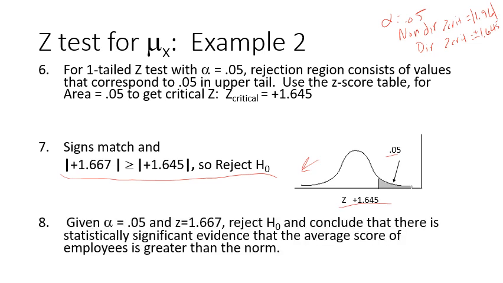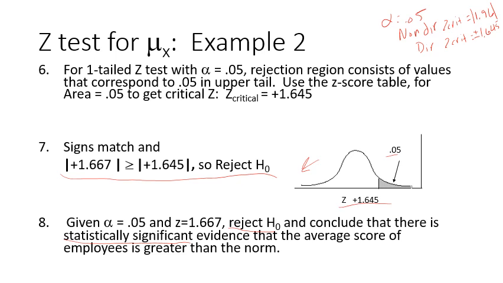And this is the way I'd state step 8. So again, given alpha of 0.05 and z equals 1.667, now we're saying we reject H0 and conclude that there is statistically significant evidence that the average score of employees is greater than the norm. So now we're stating that we've got evidence that the alternate is true.